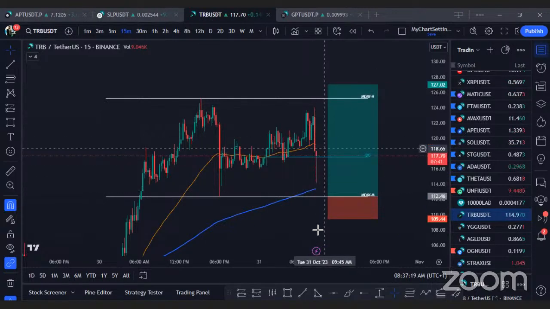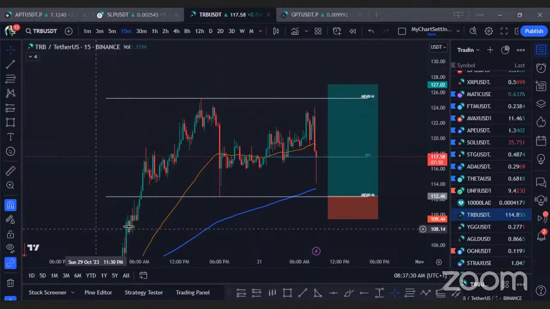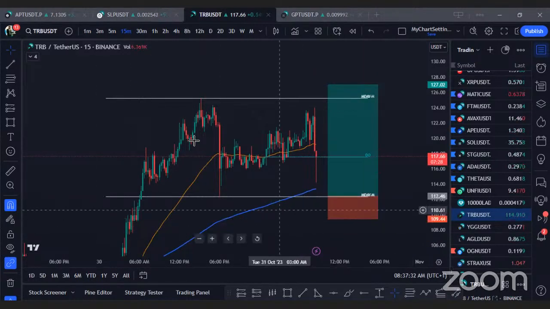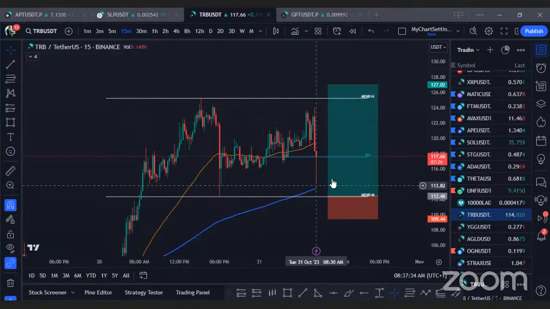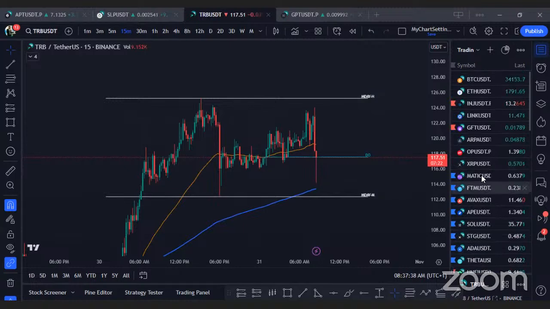So that's basically what we're looking at. Let's see if we can have another candle that will come and smash this area here before going back up. If we do, then entering a long trade for this token will be a good one for us. So let's see how this plays out. Pay attention to TRB. 145 is still the target.